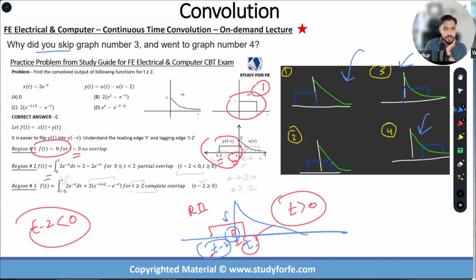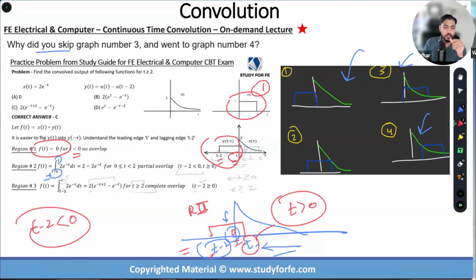So this is my hard limit. This is how I come up with the lower limit of integration. And the upper limit is defined by the leading edge, however far into the function it is. Does it make sense? So region 2 is clear to everyone? Region 2 of the overlap, that the lagging edge has not entered into the function yet.